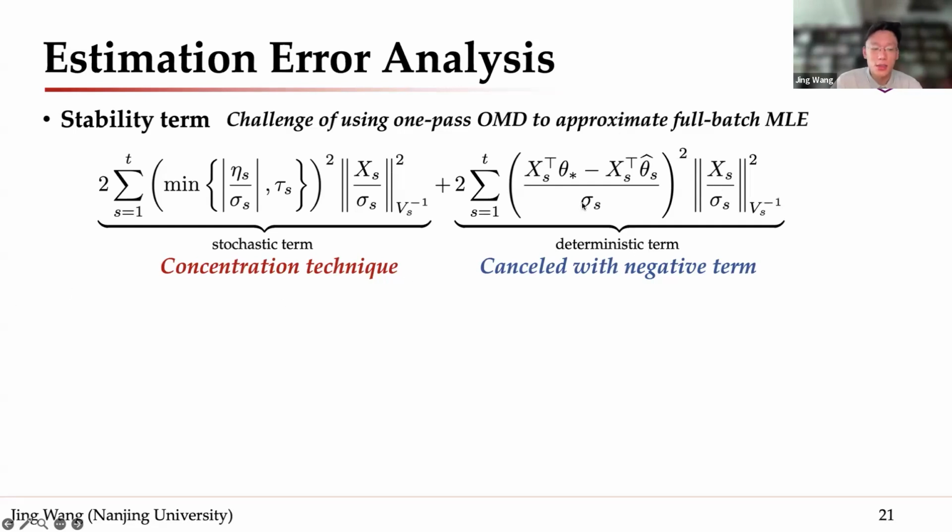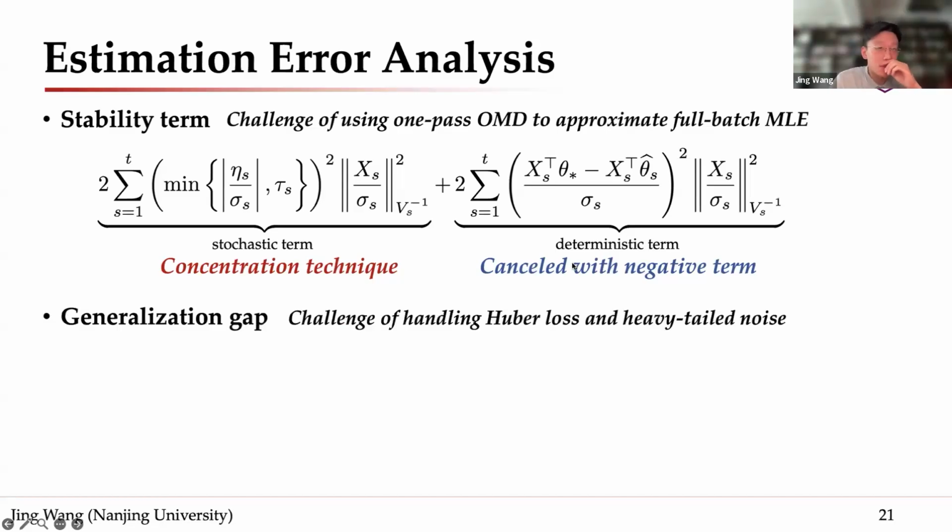But here, notice that since we are in the heavy-tailed noise case, we have a normalizing factor sigma here, and the sigma could be very small, which means this term could be unbounded. So we found that this term has the same structure as the negative term. So we try to bound the norm here to make sure this term can be cancelled with the negative term.